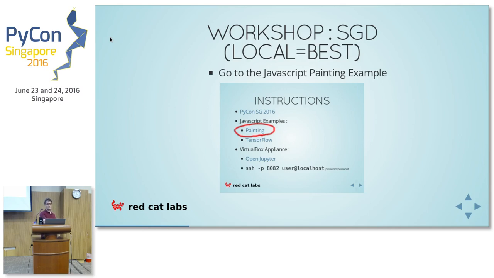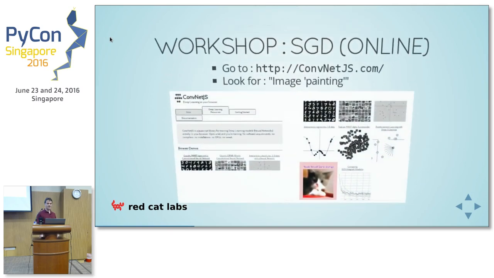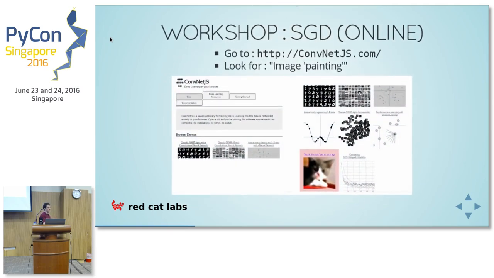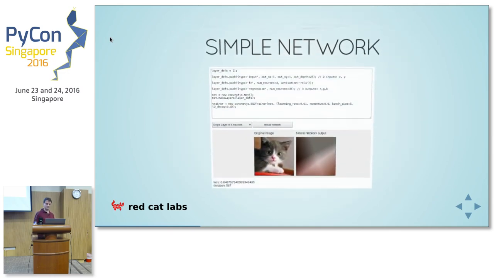Okay. There is a thing called painting here. If you click on that, you'll get to this example. If you don't have a laptop, sorry, you're stuffed. If you do have a laptop but haven't got VirtualBox installed, or you couldn't copy anything, you can go to the web and look at convnetjs.com. And there's a cat example, a fuzzy picture of a cat, because that's what we're going to be learning about.